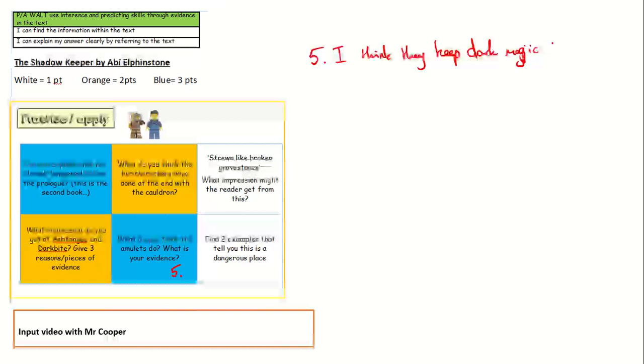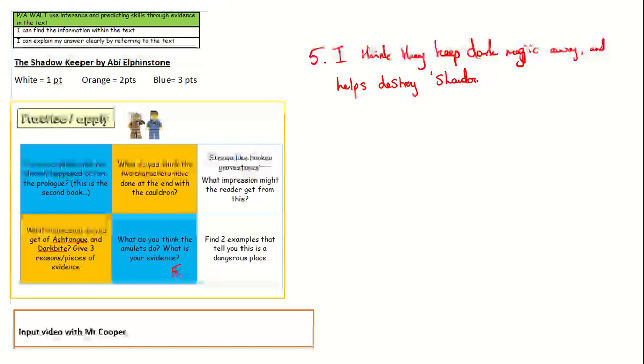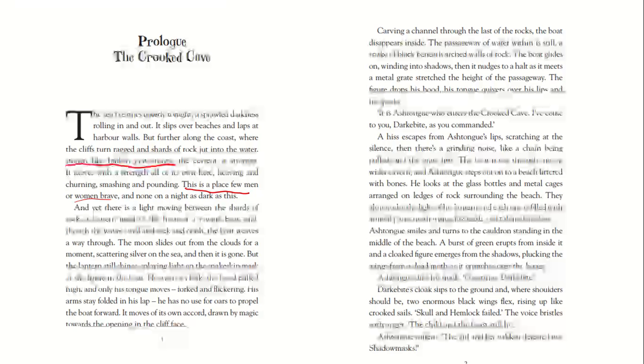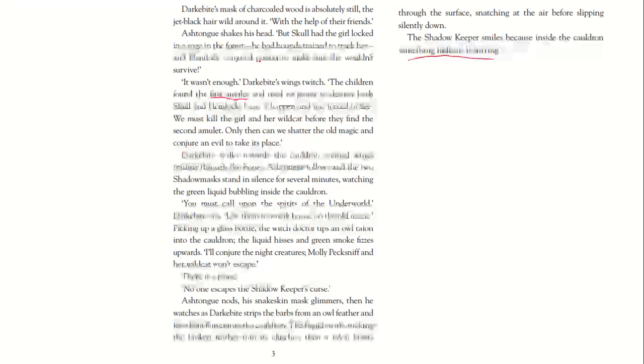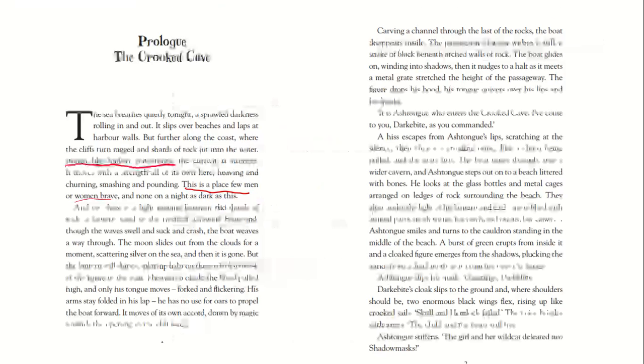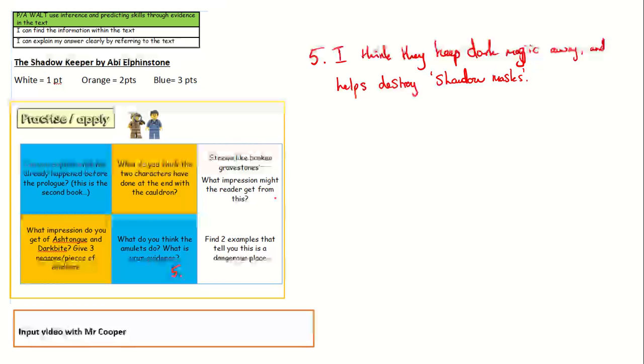I've done it again. Sorry, guys, I'm not thinking this morning. This afternoon. I think they keep dark magic away, and it kind of sounds like it helps destroy. Well, we know they're called shadow masks, don't we? Oops, can't spell. Because in the text, they refer to themselves as shadow. Or one of them says something about, where is it? Oh, down here. The girl defeated 2 shadow masks, so we know they're calling themselves shadow masks.